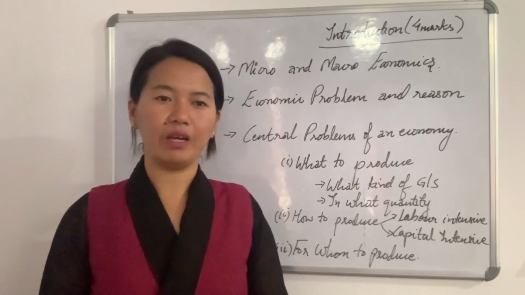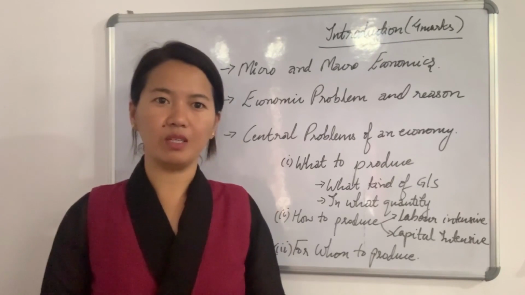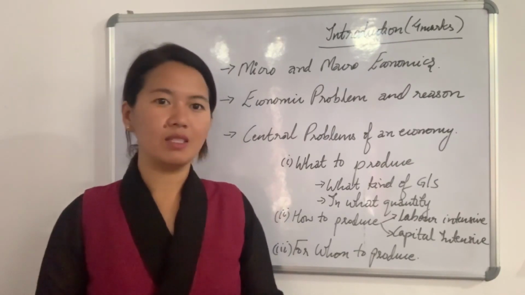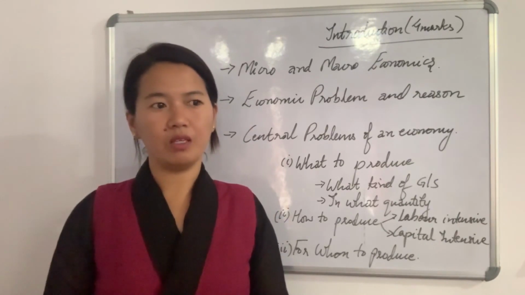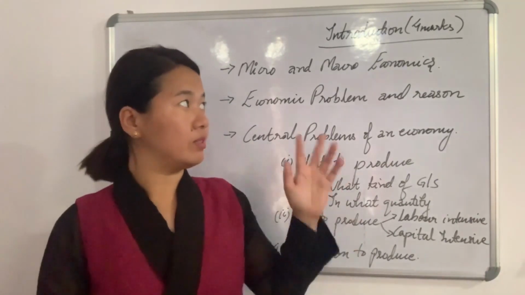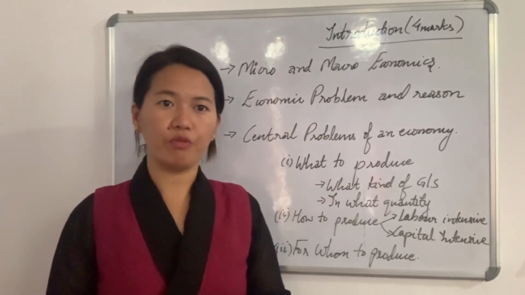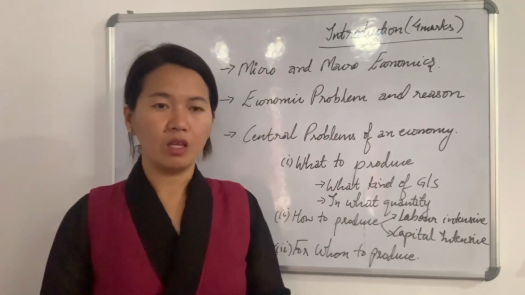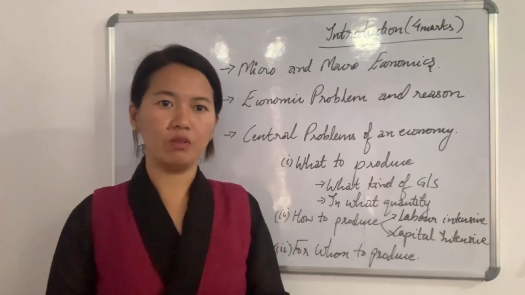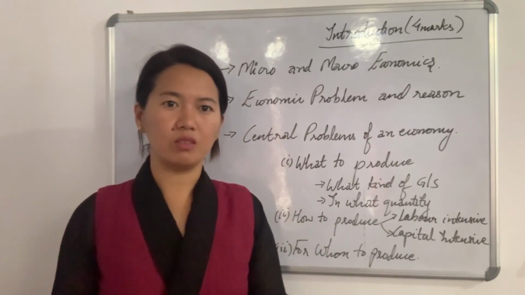In class 11, we have two textbooks. The first one is Introductory Microeconomics, and the second one is Statistics. I'll be taking the first chapter from Introductory Microeconomics today. That is the introduction part, which comes for 4 marks in your annual exam. In this chapter, we will not go into detail, but we'll focus mainly on the important concepts.